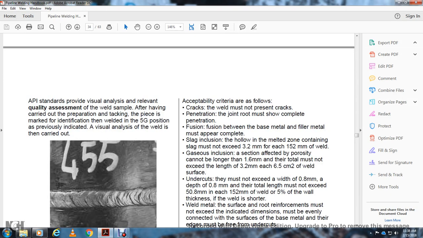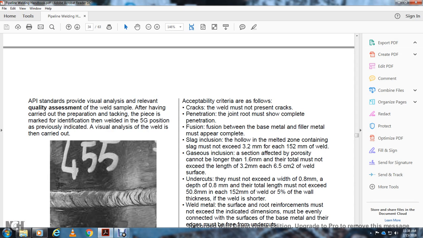Acceptability criteria are followed. The weld must not have any cracks. The joint root must show complete penetration and fusion between the base metal and the filler metal. For slag inclusion, the hollow melted zone in contact with the slag must not exceed 3.2 millimeters or 152 millimeters. For gas inclusion, the section affected by porosity cannot be longer than 1.6 millimeters. The total must not exceed 3.2 millimeters in length for each 6.5 square centimeters of the weld.